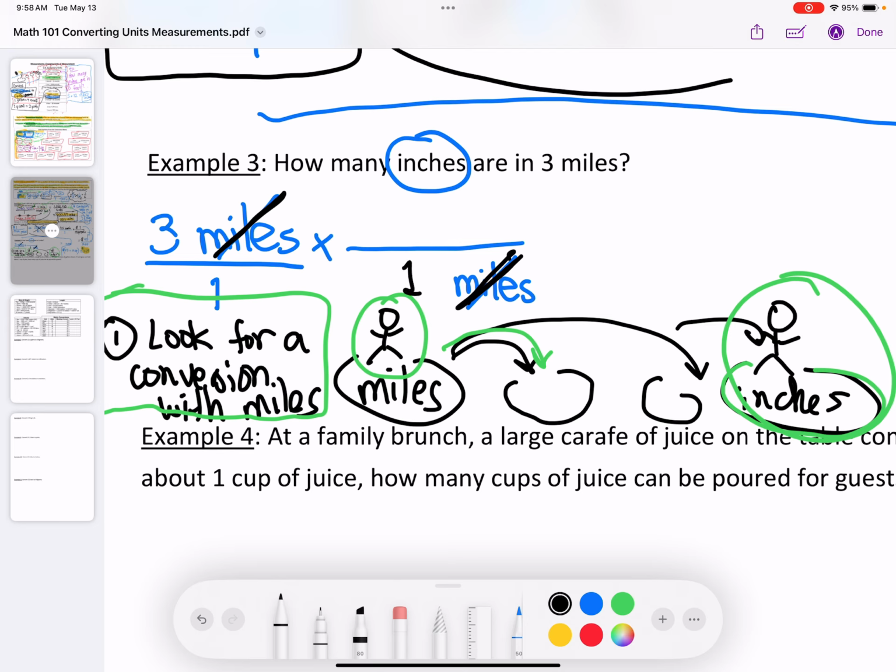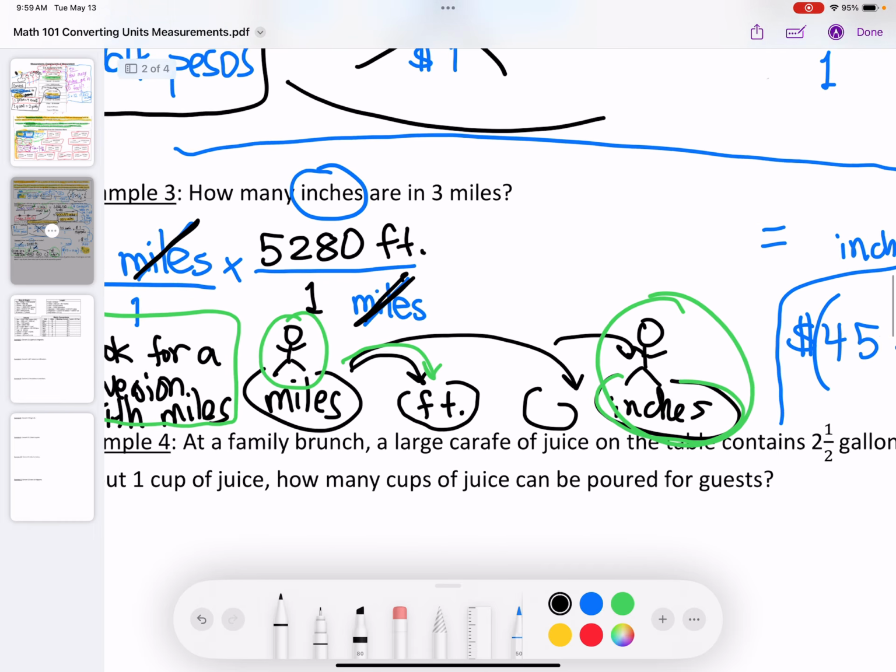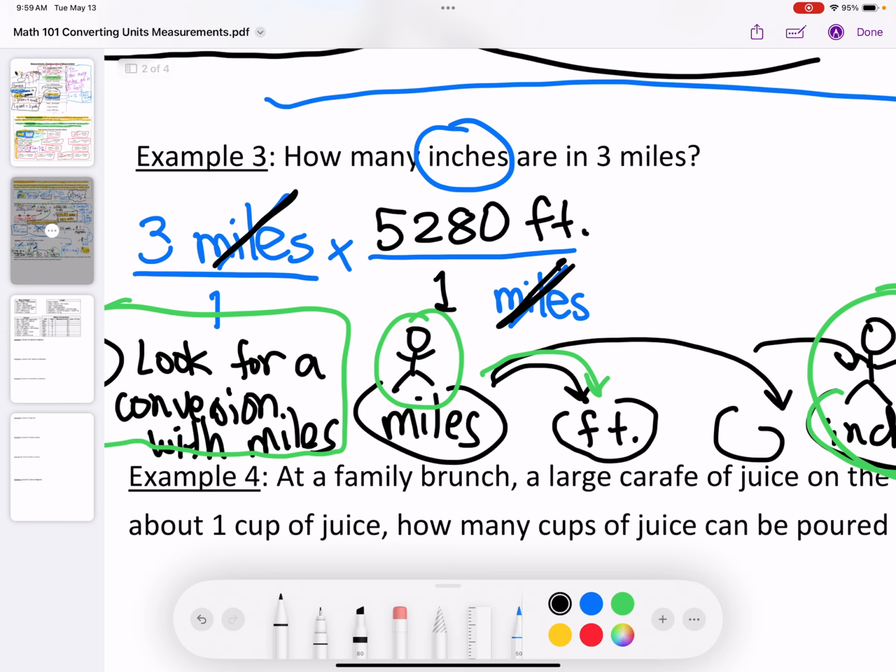But okay, there was a conversion that said 1 mile is 5,280 feet. So I guess I'm going to jump to a stone that has feet, and then maybe I want to end up with inches. Like I said, at this point I might check, am I done? Can I stop now? If they asked for feet, then I could stop. But they wanted inches. Right now I'd be ending in feet. That's not what I want. So I need another fraction.